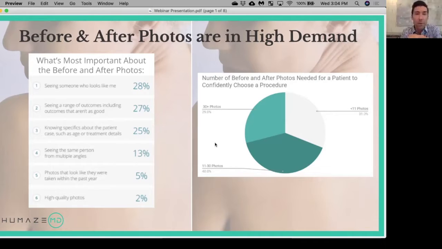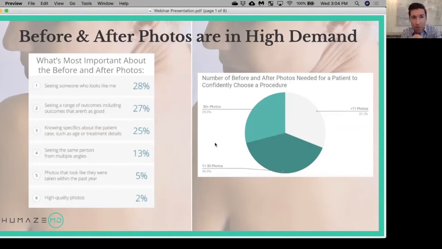And if you're not familiar with RealSelf, it's a great tool for patients to be able to post about their procedures from their perspective, comment on them, and inquire about procedures. But these two slides in particular are very important because they show the thinking of a patient and how they interact with photos, but more importantly, how they pick a procedure.